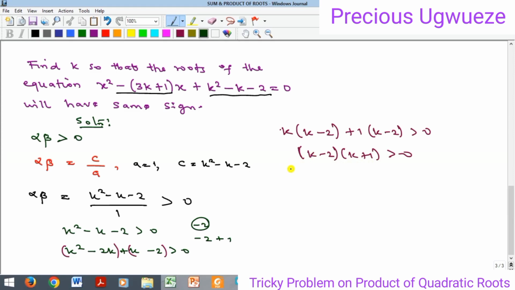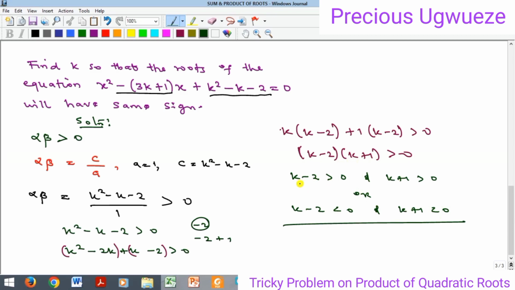So the meaning is that k minus 2 is greater than 0 and k plus 1 is greater than 0, or k minus 2 is less than 0 and k plus 1 is also less than 0. If any of these two happens, then you are going to get that the product is greater than 0. And so for that to happen, we'll simplify here. From the first part here, we'll get that k is greater than 0, greater than 2.